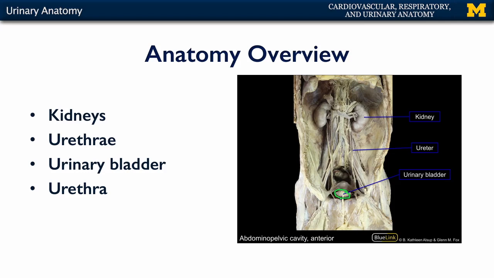And then the final parts of the conductive system are the urinary bladder, which sits in the pelvic cavity, and then the urethra, which isn't pictured here, which is the pathway of the urine out of the bladder to the external world.